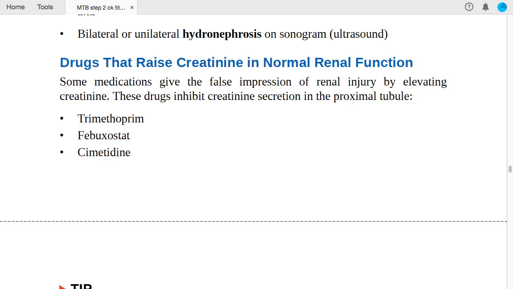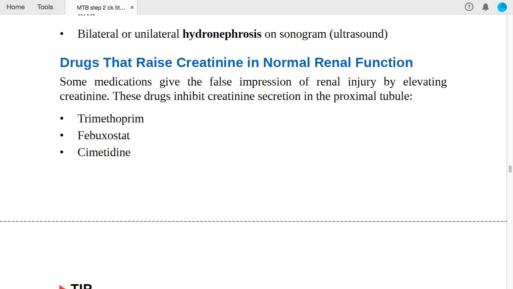The creatinine inside the blood will be high, and you might be confused that the patient must be having some kidney pathology, but there is no kidney pathology, right? Because these medications are there and they are the culprit. They cause an increased amount of creatinine because of decreased secretion in the proximal tubule.